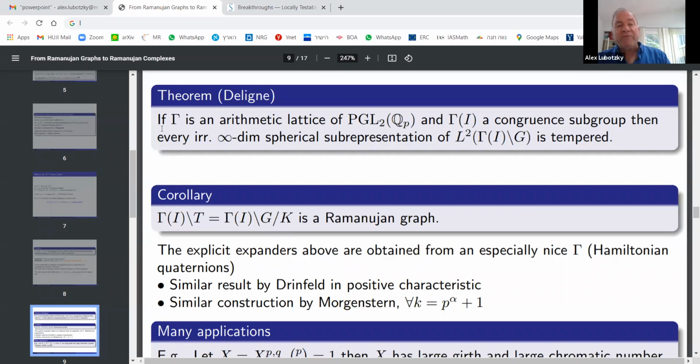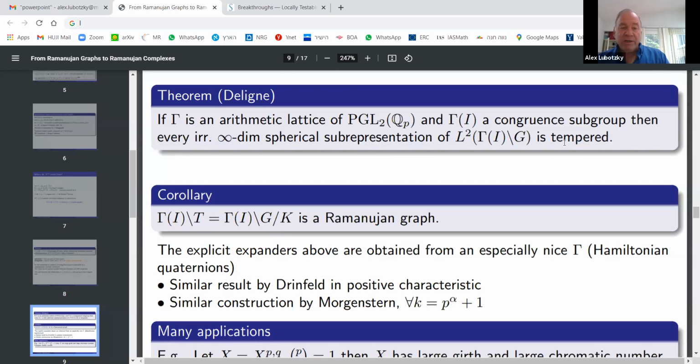And here is a corollary of the theorem of Deligne. If Γ is an arithmetic lattice of PGL_2(Q_p) and Γ(I) is a congruence subgroup, then every irreducible, infinite dimensional, spherical subrepresentation of L2 of G mod Γ is tempered, exactly the condition that we needed in order to show that we get a Ramanujan graph.